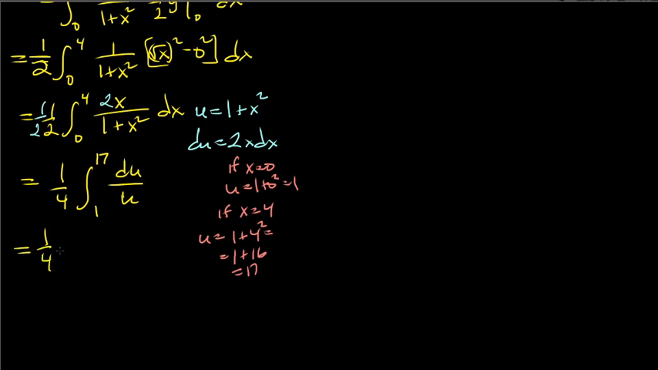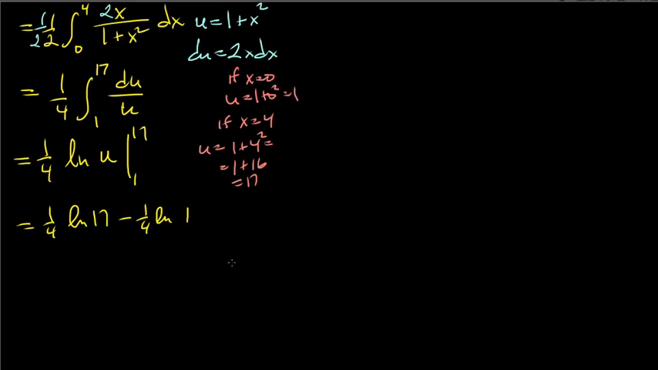All right, so the integral of 1 over u is natural log of u. Or absolute value. However, we're plugging in positive numbers, so we really don't need absolute value here, right? This is just 1/4 the natural log of 17 minus 1/4 times the natural log of 1. But since the natural log of 1 is 0, this is just the natural log of 17 divided by 4. That's the exact value. The approximate is about 0.7083. Okay.